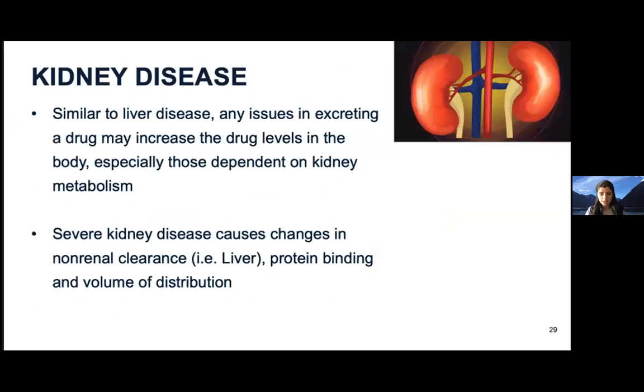So similar to liver disease, acute or chronic kidney disease has the potential to decrease the amount of drug that is excreted into the urine and out of the body. And like I mentioned, there are some drugs that are almost exclusively dependent on kidney metabolism and not on the liver. So obviously these drugs are especially affected and typically will be avoided in the setting of severe kidney disease. But there's also evidence that there are changes in the way drugs are cleared at the liver, even with just having kidney disease, as well as changes in protein binding. That leads to more free drug in circulation, as well as altering the volume of distribution.